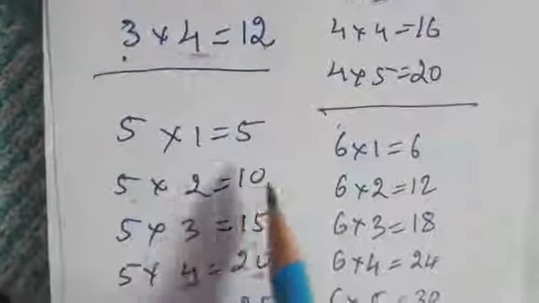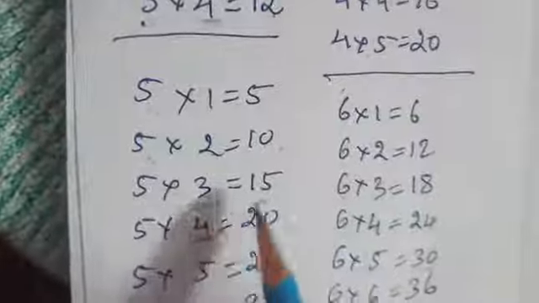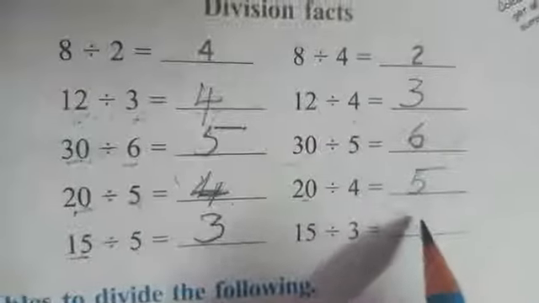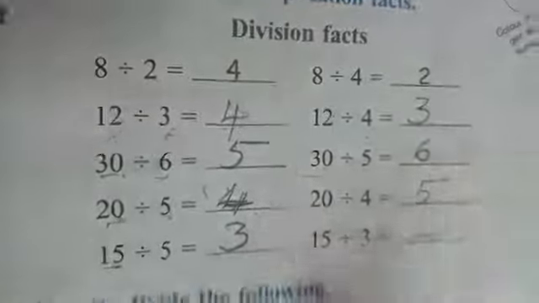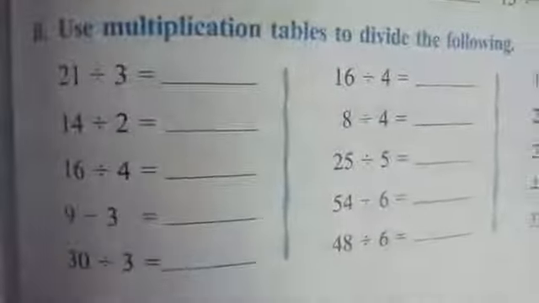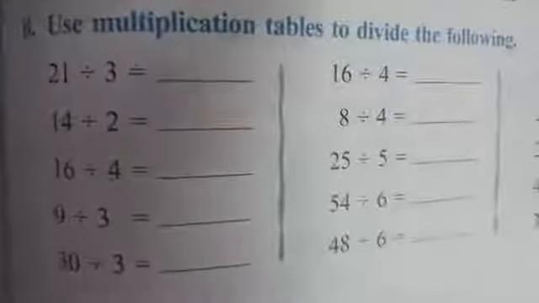Which place will it come? 3rd place. Okay, we'll find out in the table. 5 ones are 5, 5 twos are 10, 5 threes are 15. Very good, 15. Here what will come? 5. Okay, I think you all understand this one. Now using the tables, this we are going to do.